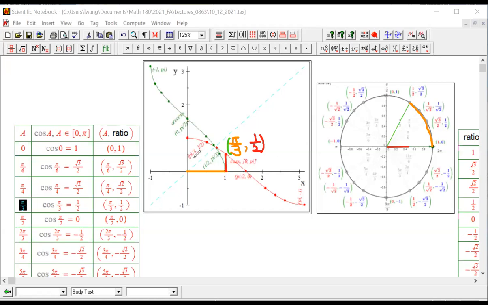Oh, this should be pi over, wait. I think I made a mistake. This point should be put over here. This red, my bad, this pi over 3 should be this one. When I was putting this here, it was in the wrong place. You're right. I understand why it confuses you. Let me get rid of this one. I'm sorry, guys. I did make a mistake.